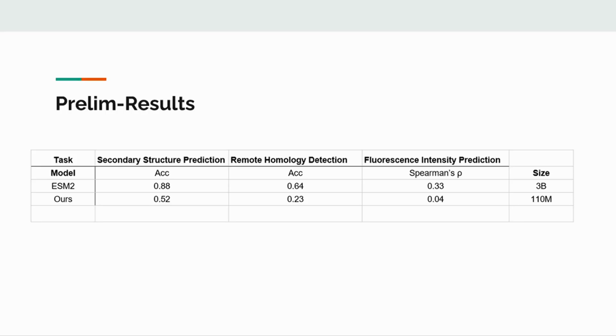On secondary structure prediction we did well, but our model's performance on remote homology detection, especially the fluorescence intensity prediction, was really bad. I looked into the data, and it turns out the label is just a numerical value, and I think the BERT model itself does not really encode the numerical value well. So that turns out to not do well during knowledge distillation.